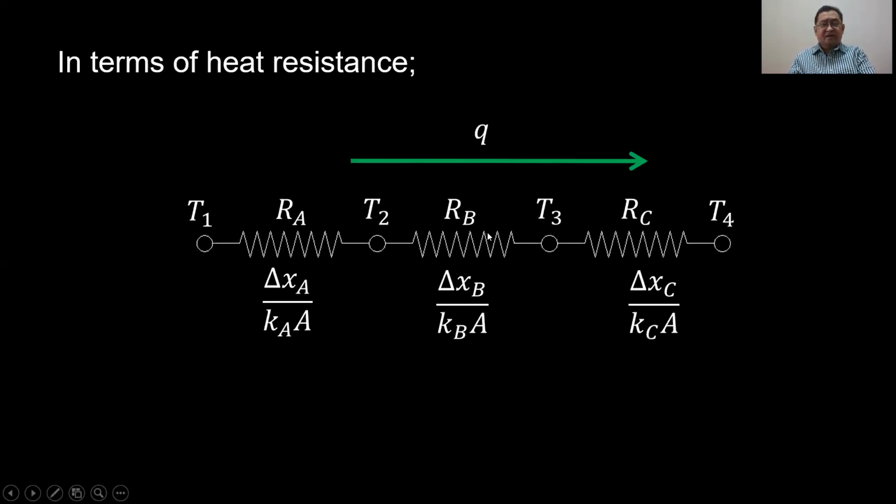Okay. And in terms of heat resistance, you can lay it out in this manner so that you will be able to understand clearly. This will be the heat rate, Q, and it's constant as it flows through A, B, and C. And then you have R sub A, R sub B, and R sub C. So these heat resistances are in series.